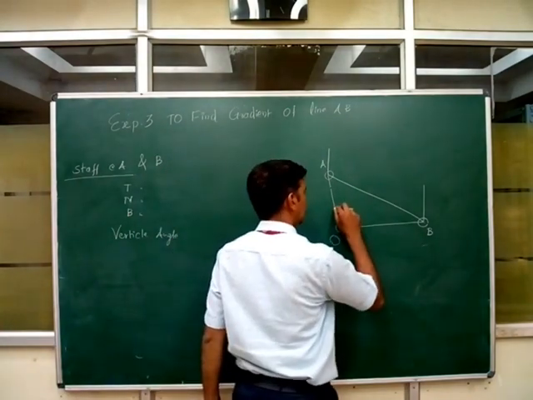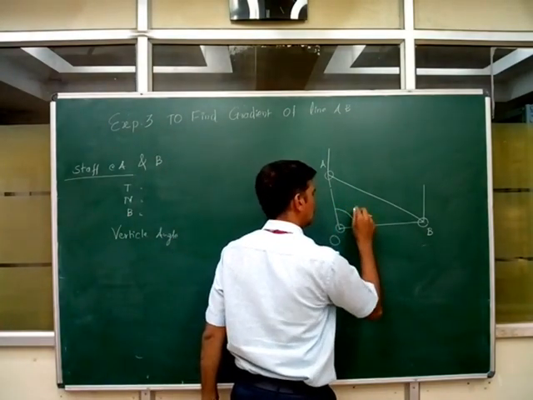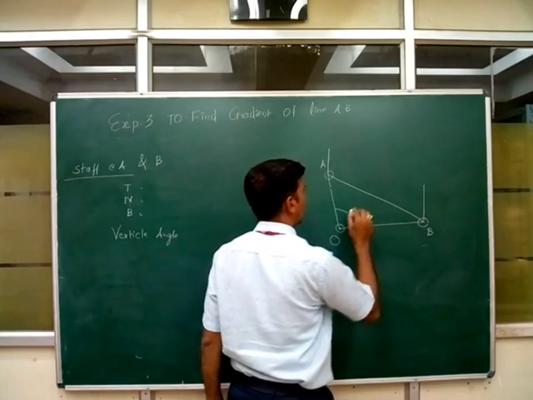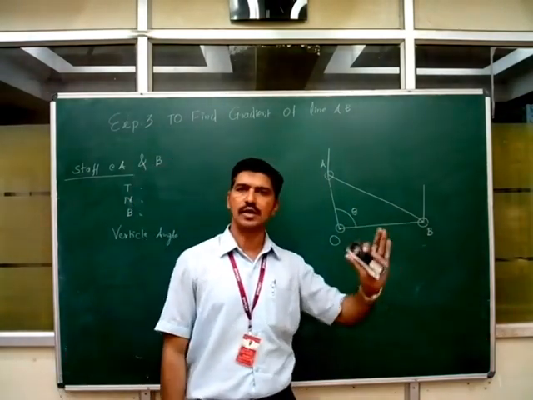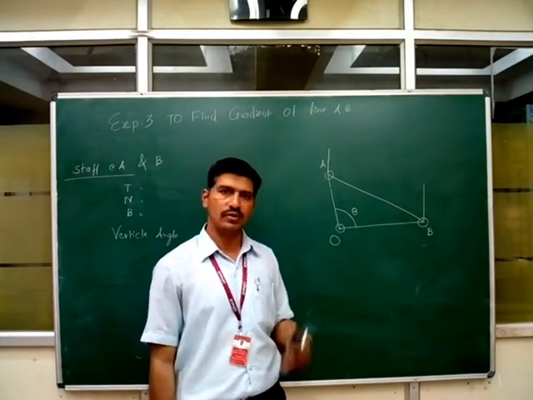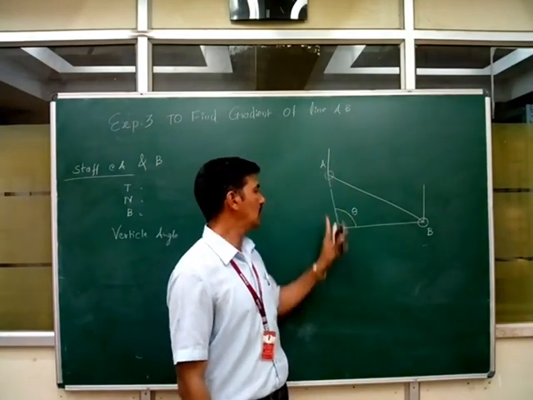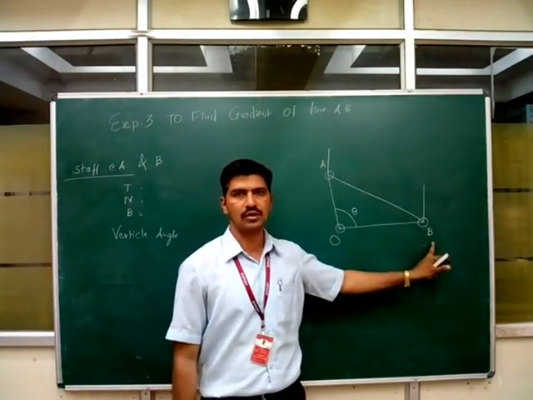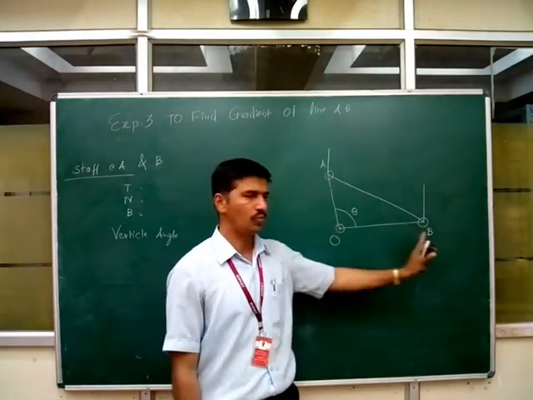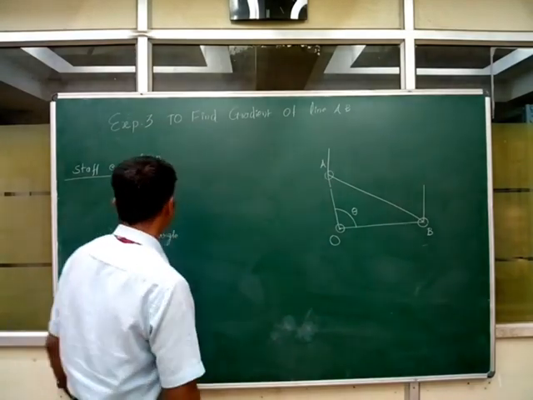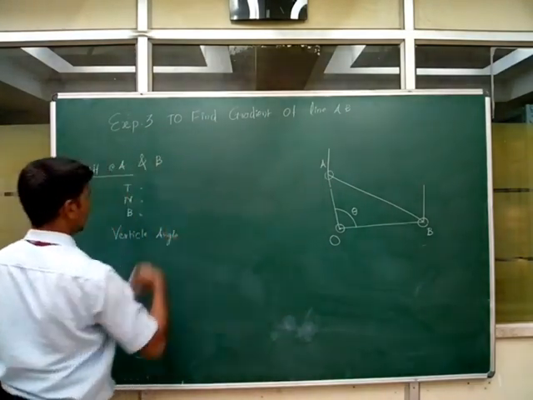Next, one more reading we require. Which one is it? We require this angle. Say this angle is theta. By direct repetition method, we can find out this angle AOB, by using the theory. Calculate this angle AOB. Then we have got these readings.